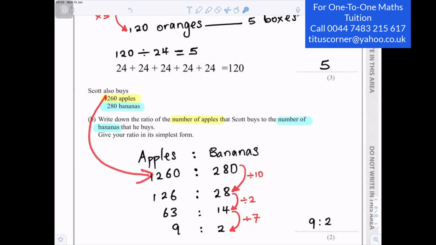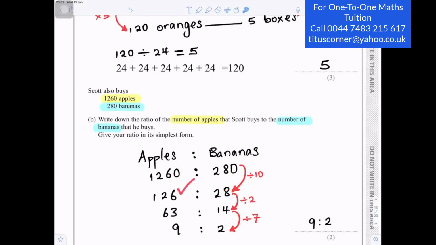1,260 apples, 280 bananas. To simplify, you can divide by 10 on the left, divide by 10 on the right. So 126 is to 28. You just cross out the zeros when you divide by 10.